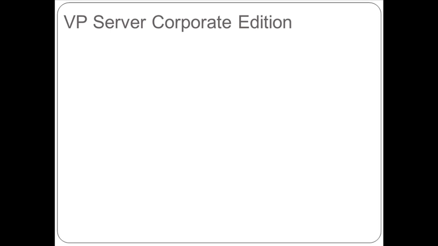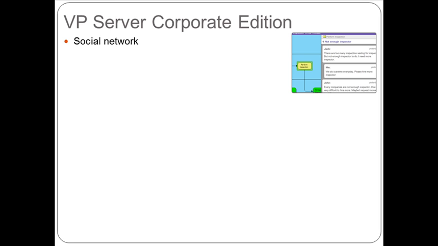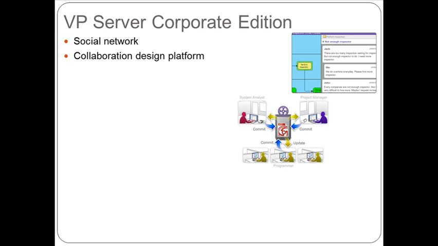And of course, we have the server side because we can collaborate. We're using the VP Server Corporate Edition. The VP Server Corporate Edition provides social networking capabilities. You can keep everybody on the same page. And it also allows you to collaborate. Collaborate means different team members can access the same projects. They can modify the same projects simultaneously at the same time, so they don't need to worry about overwriting each other's changes. Then they can make the change and commit the change to the server.